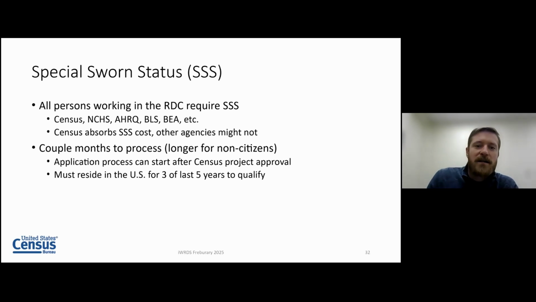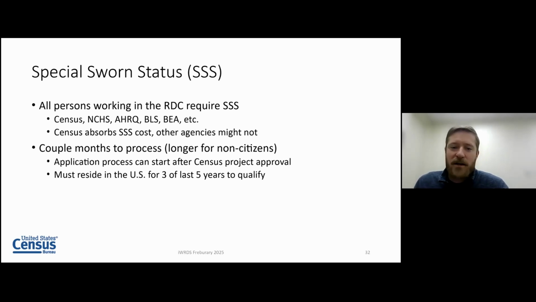All right. The next step in the proposal process is going to be special sworn status. This is simply a background check that census researchers must submit to. SSS for partner agencies is typically the responsibility of researchers, but the census projects absorb the costs there. Foreign nationals are eligible for SSS, but they must have lived in the United States for 3 of the past 5 years in order to qualify. And we count this in monthly increments.